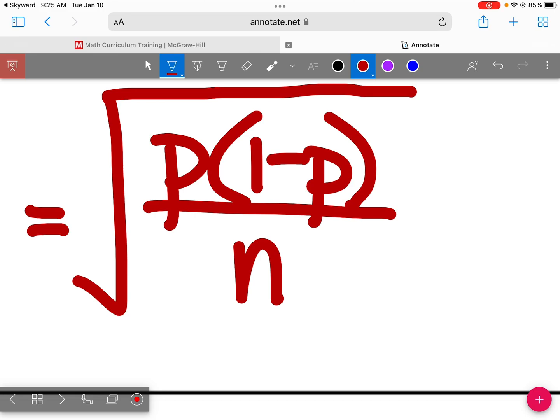P is a proportion. That is the probability of success. 1 minus P is the probability of failure. I only use that with proportions because that's when I have this binomial.